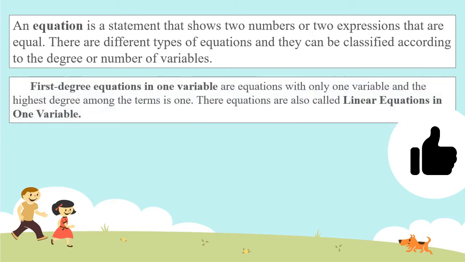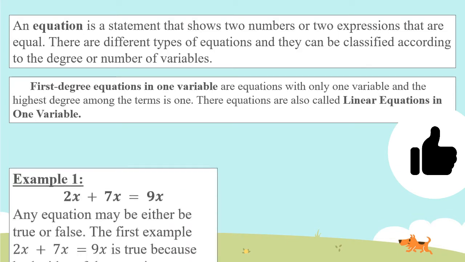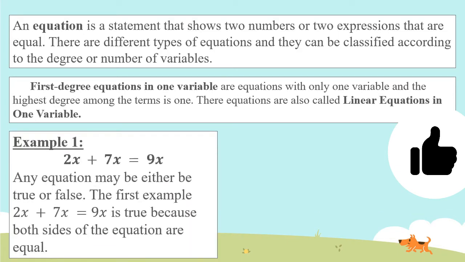First degree equations in one variable are equations with only one variable, and the highest degree among the terms is 1. These equations are also called linear equations in one variable. Example, 2x plus 7x is equal to 9x. As you can see, the equation has a degree of 1. Any equation may either be true or false.